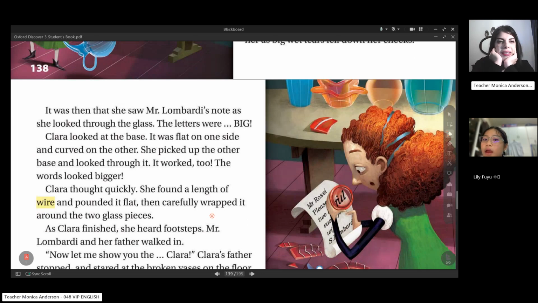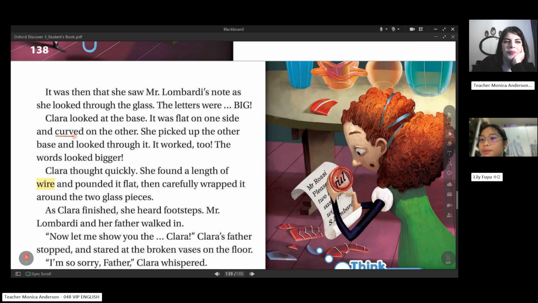It was then that she saw Mr. Lombardi's note. She looked at the glass. There was a letter, big. Clara looked at the base. It was flat on one side and curved on the other. She picked up the other base and looked at it. It worked too. The word looked bigger.